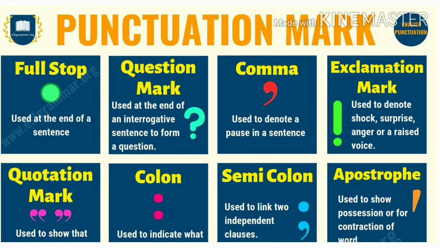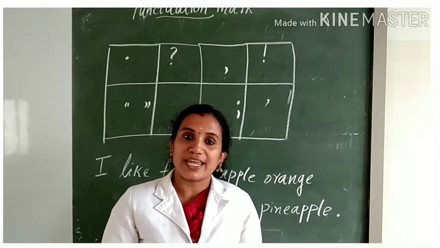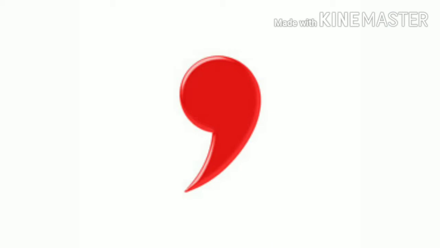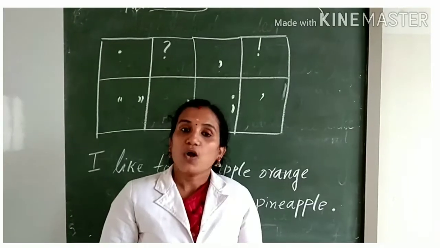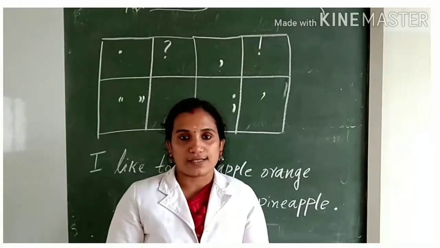Full stop is used at the end of a sentence. Comma is used to denote a pause in a sentence. So, don't worry, in this chapter we have to study only one punctuation mark, that is comma. Comma is used as a punctuation mark within a sentence.